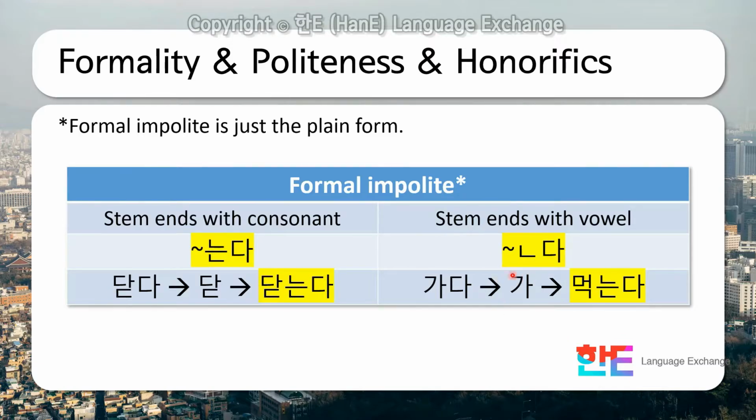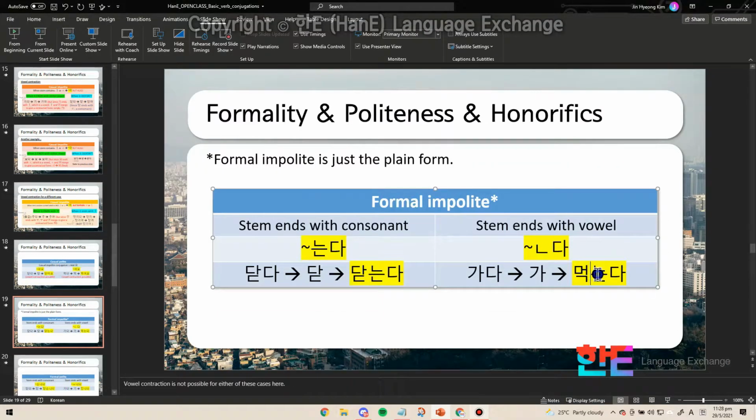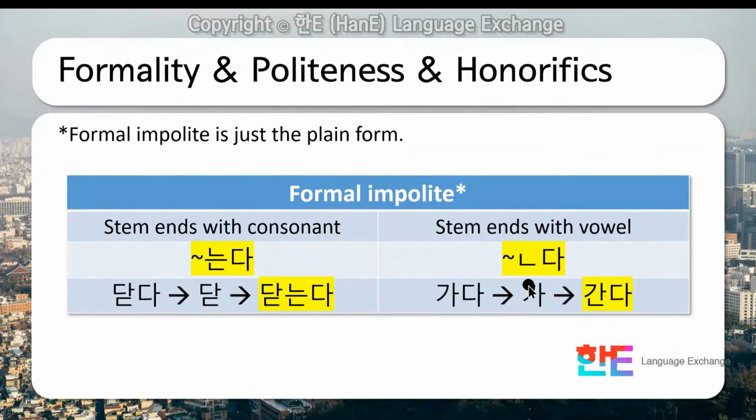Let me get out my laser pointer. The one over here ends with ㅏ, which is a vowel. Because of that, we take this pattern and place it underneath: the ㄴ comes underneath and the 다 ends it off. An example of that is 간다. I don't know why that example was written differently on the slide. It should be 간다. And yeah, 간다.